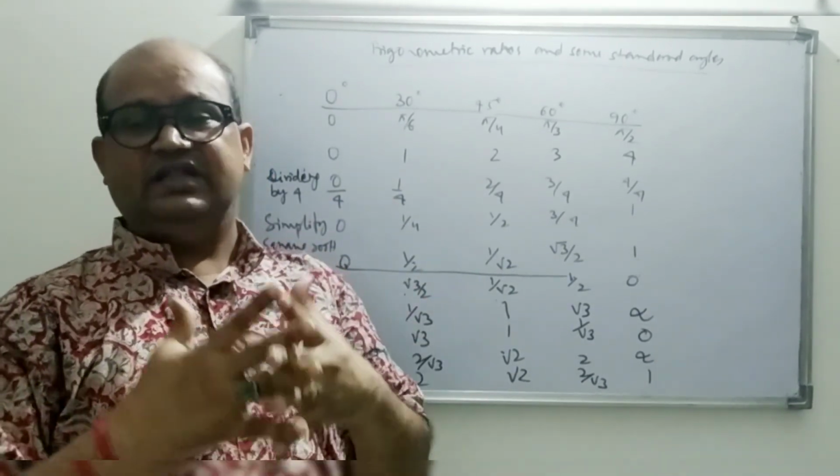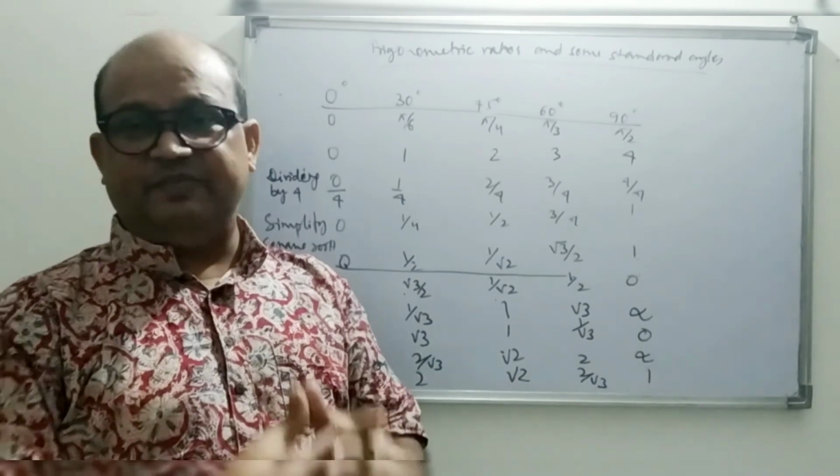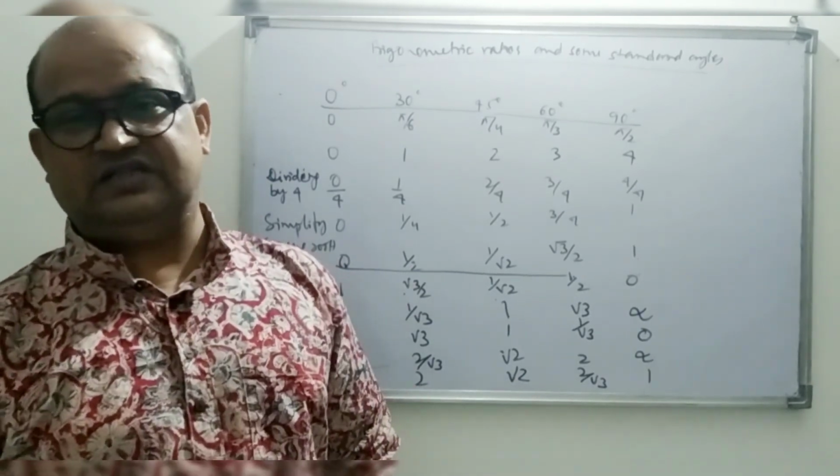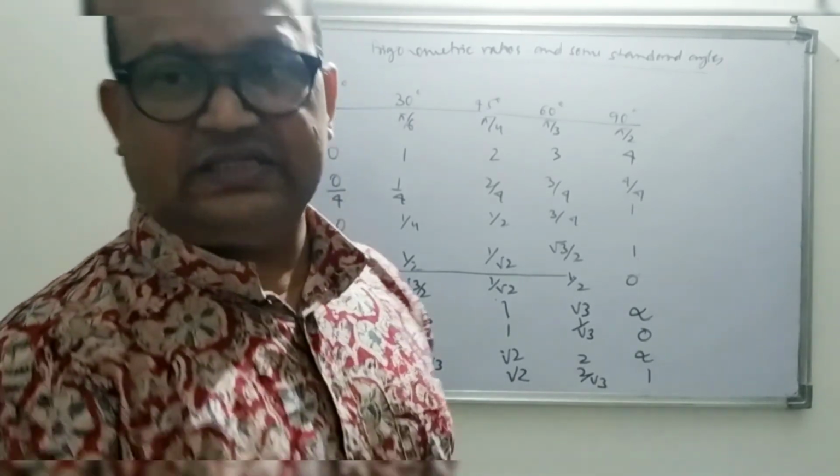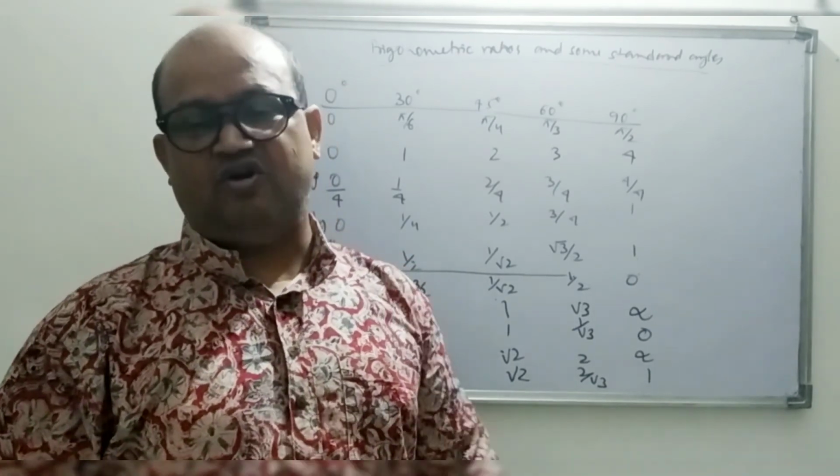Let's suppose sin theta is given. On the basis of sin theta, we can find out the others: cos, tan, sec, cosec, and cot.